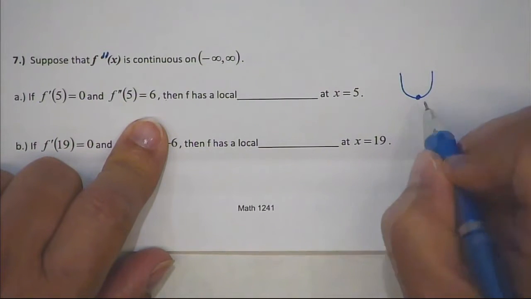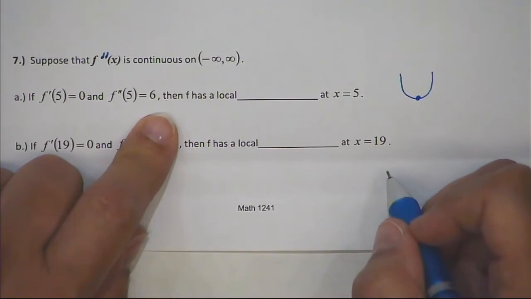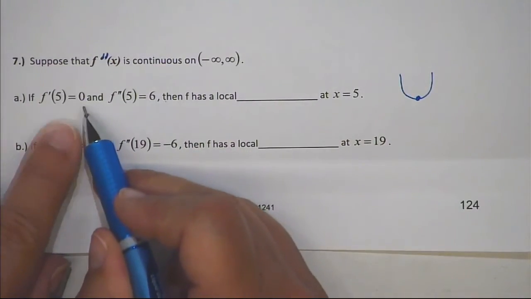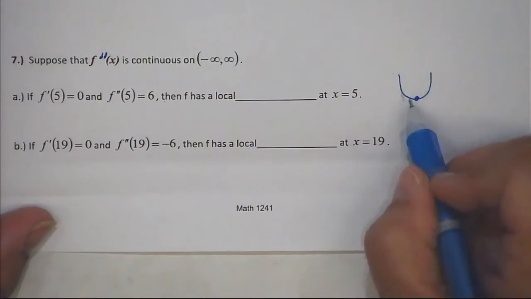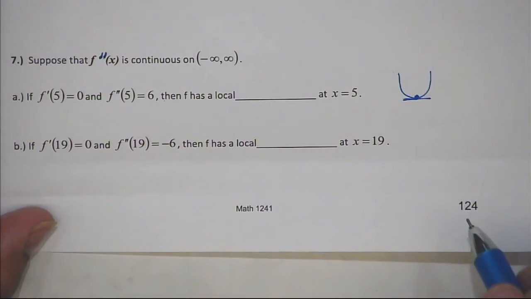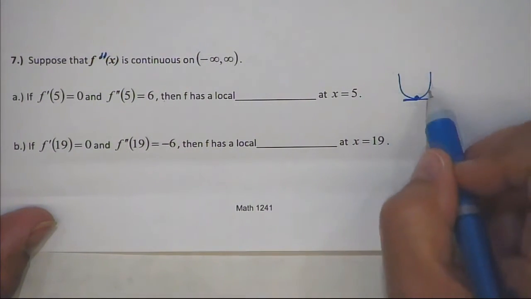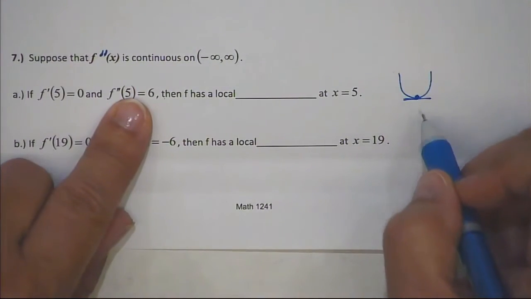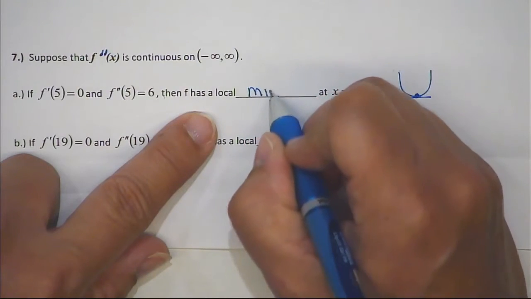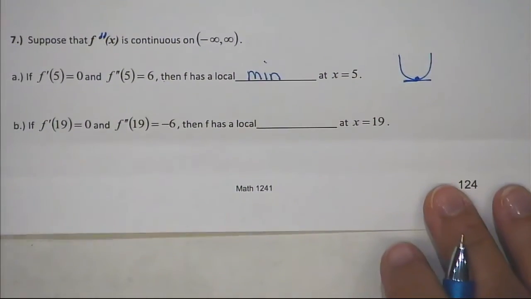So what's happening right there? Max or min? Min. Okay, think about it. This has a derivative of 0. The only place on a concave up graph where the derivative is 0 is right there, right? So if the whole graph is concave up at 5, and it has a first derivative of 0, then it has to be a local min, just based on that information.